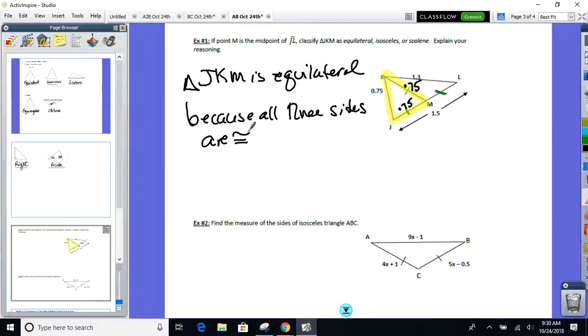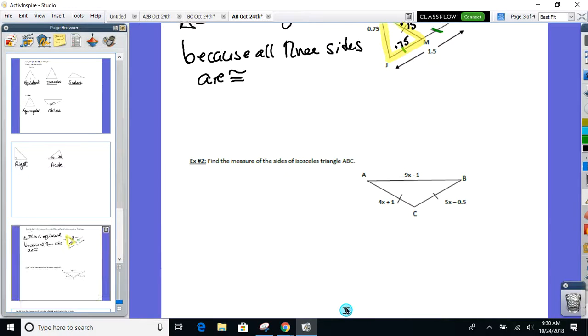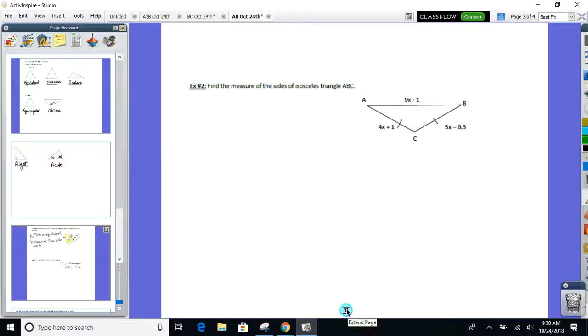Next one. Find the measure of all three sides of this isosceles triangle. Trying to mess with your mind here. You got to find the value of x. Quick question. Do all three of these sides have to be 180? Let me say it again. Do all three sides add up to be 180? What adds up to 180? Angles, not the darn sides.